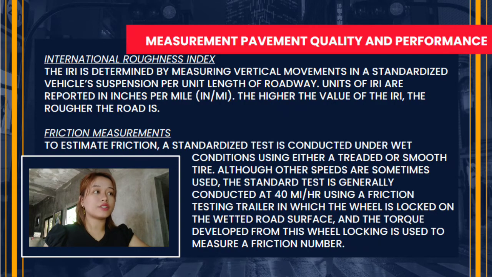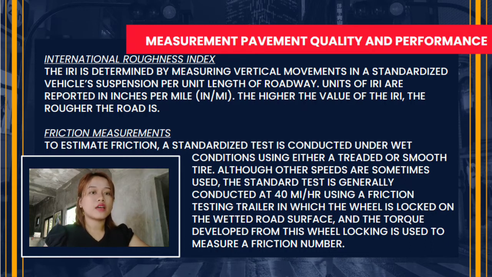So, first is the International Roughness Index or IRI, determined by measuring vertical movements in a standardized vehicle suspension per unit length of roadway. So units of IRI are reported in inches per mile. The higher the value of the IRI, the rougher the road is.